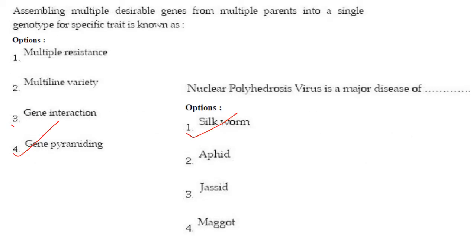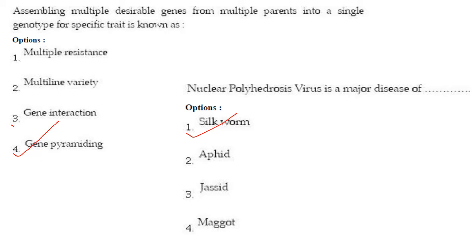Next one, assembling multiple desirable genes from multiple parents into a single genotype for specific trait is known as: option 1 multiple resistance, 2 multi-line variety, 3 gene interaction, 4 gene pyramiding. Answer is option 4 gene pyramiding.